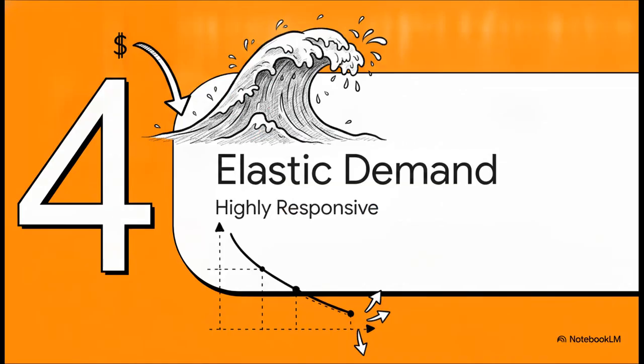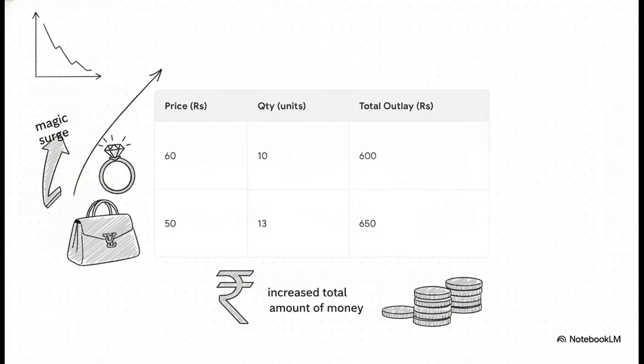Let's transition to Section 4, relatively elastic demand. Now watch the magic of a highly responsive market. We're back at our baseline: 60 rupees, 10 units, 600 rupees total outlay. We drop the price to 50 rupees again. But this time, consumers are incredibly sensitive to the discount. Maybe it's a luxury item, a vacation package, or a hot brand name going on sale.